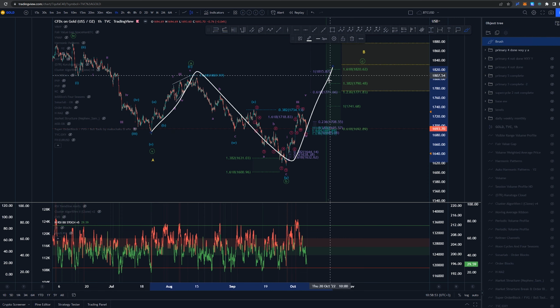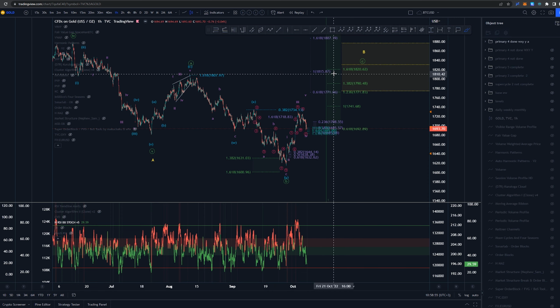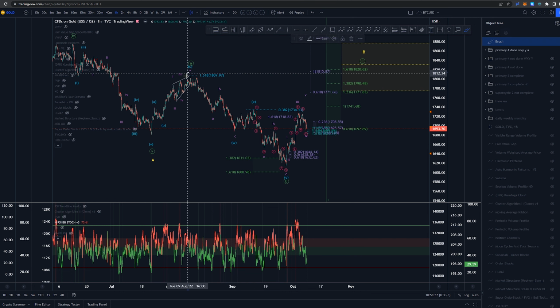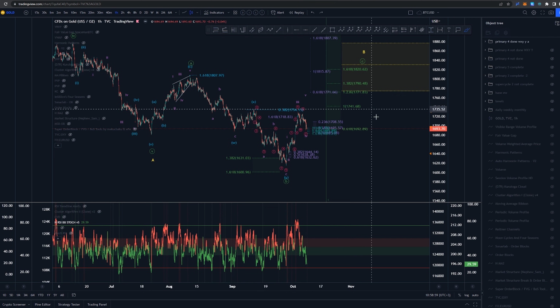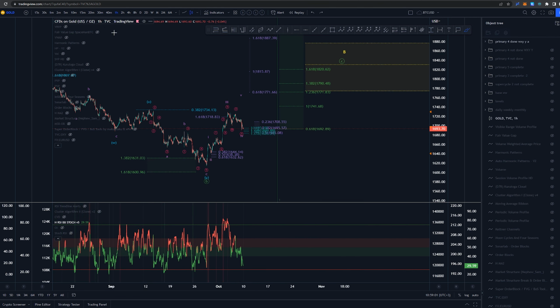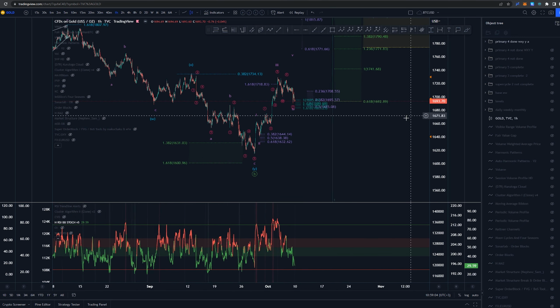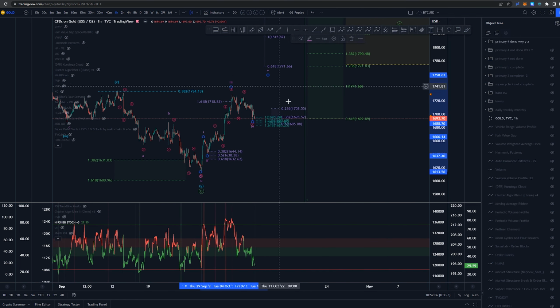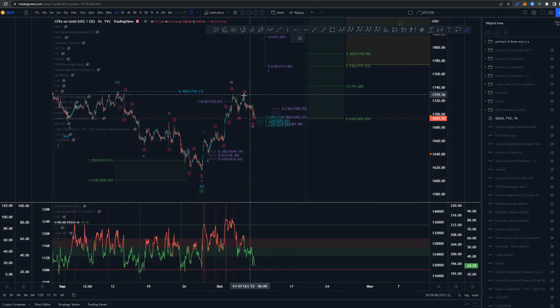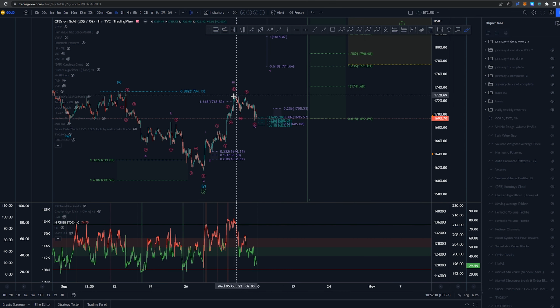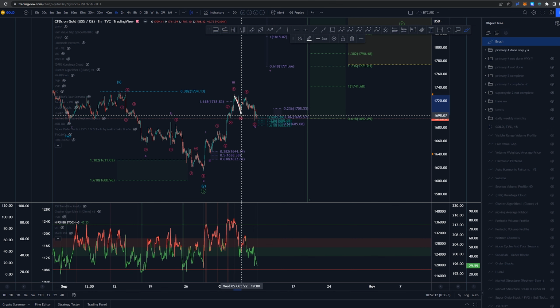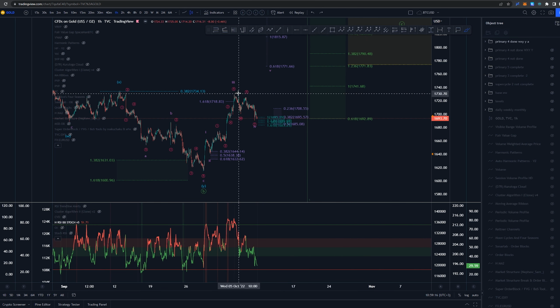So A, B, C is either going to be a running flat or an expanded flat in which we would take out the highs of A. Now, within this wave C, we were expecting that five-wave structure. And last time we were discussing this potentially being a wave 4 already here, or we would be creating some kind of larger wave structure like so, and that larger wave structure is now built.